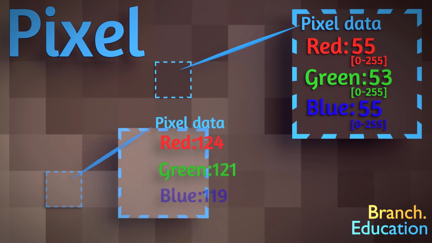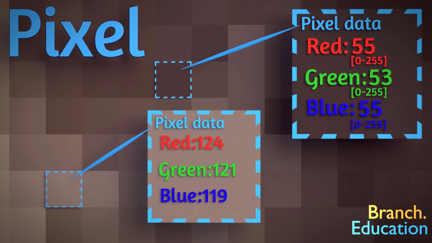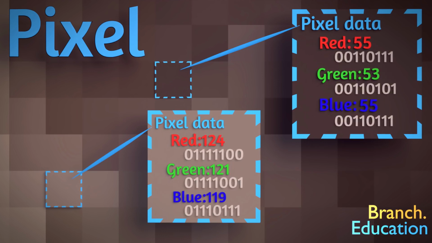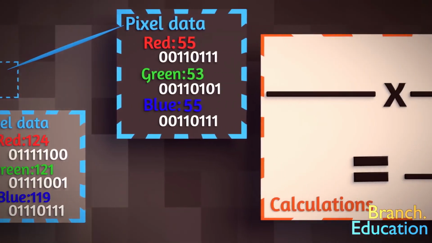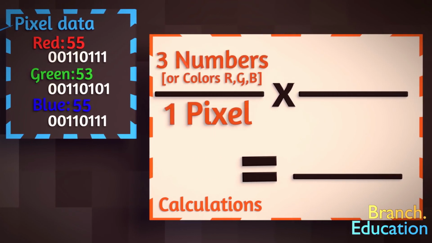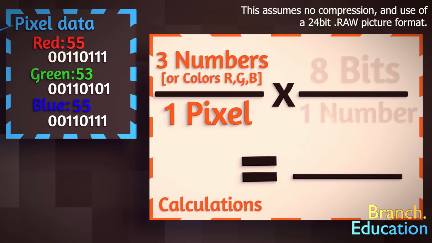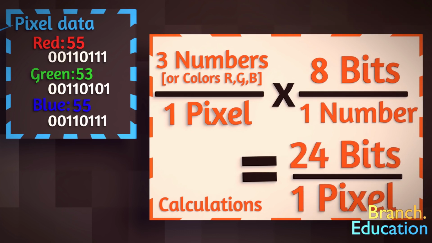For example, the numbers would be 55, 53, 55 for this pixel's color right here, and then 124, 121, and 119 for this pixel. Each of these 3 numbers, from 0 to 255, is represented by 8 bits in binary, or 8 ones and zeros, because computers work in binary. So, 3 colors, red, green, and blue, and 8 bits each, means each pixel takes 24 bits to define its color. This picture is a grid of colored pixels.